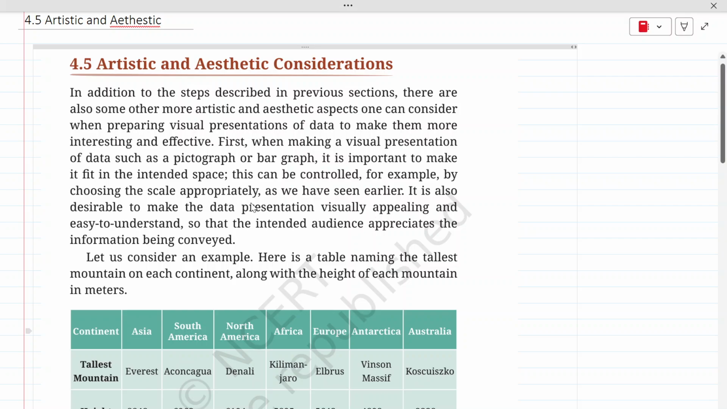So we know that whenever we try to draw any bar graph or any pictograph, we look at the scale and we look at the data, and according to the data, we identify the scale so that the thing should fit in properly, right? If the data is large, then we cannot take a small scale. We have to extend our scale. This we have already learned. Now, it is also desirable to make the data presentation visually appealing and easy to understand. So we have to represent our data in a way that it should be easily understandable. Okay.